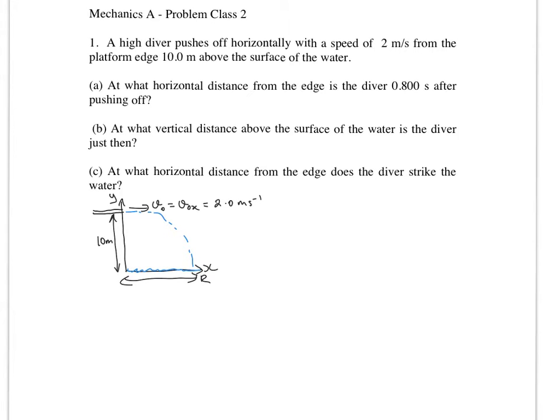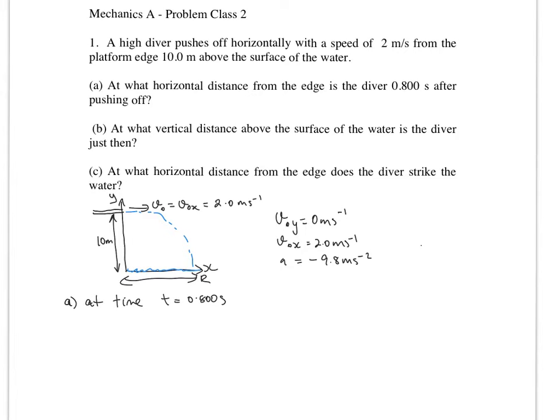Let's write down what we have. We have v0y equals 0 meters per second. We have v0x, 2.0 meters per second, the initial velocity in the x direction. We also have acceleration, which is minus 9.8 meters per second squared due to gravity downwards because of our choice of axes. So for the first question, A, at some time t equals 0.800 seconds, what is his x position?